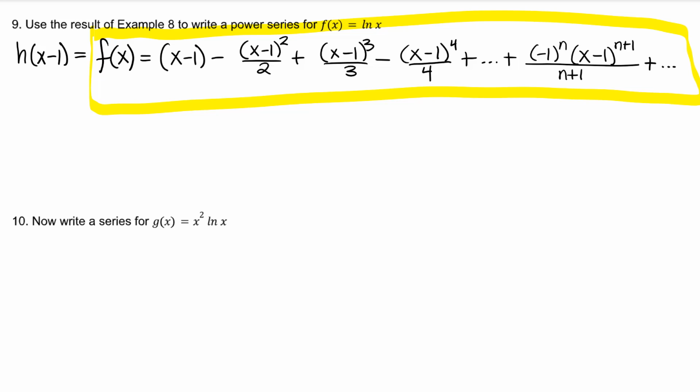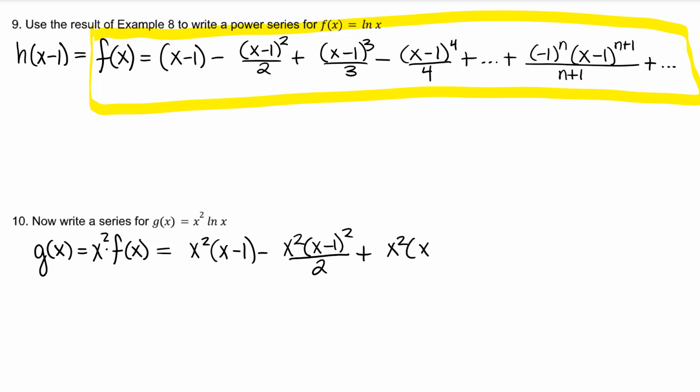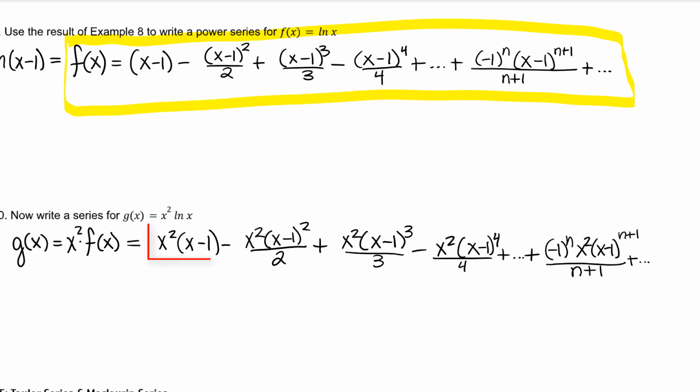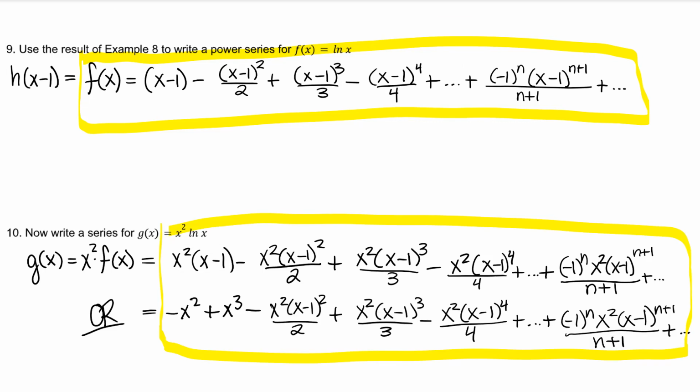Now write a series for g of x, which is x squared times ln x. So g of x just takes each term of f of x and multiplies it by x squared. You could obviously distribute in that x squared here, and the rest of your terms would be the same. And either of those answers would be acceptable.